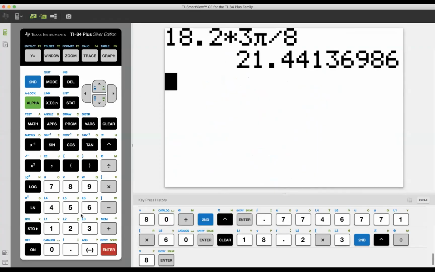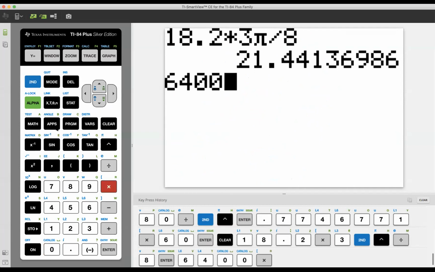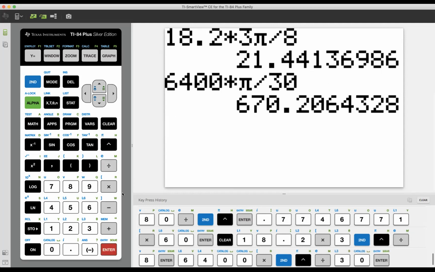I'm doing 6,400 times pi over 30. Okay, and that's 670, right? So that's approximately 670, and that would be 2 significant digits. So I'm good with that, right? And that would be in kilometers. Okay, so a pretty cool application of arc length is finding the distance between 2 objects on a circle, like the Earth.